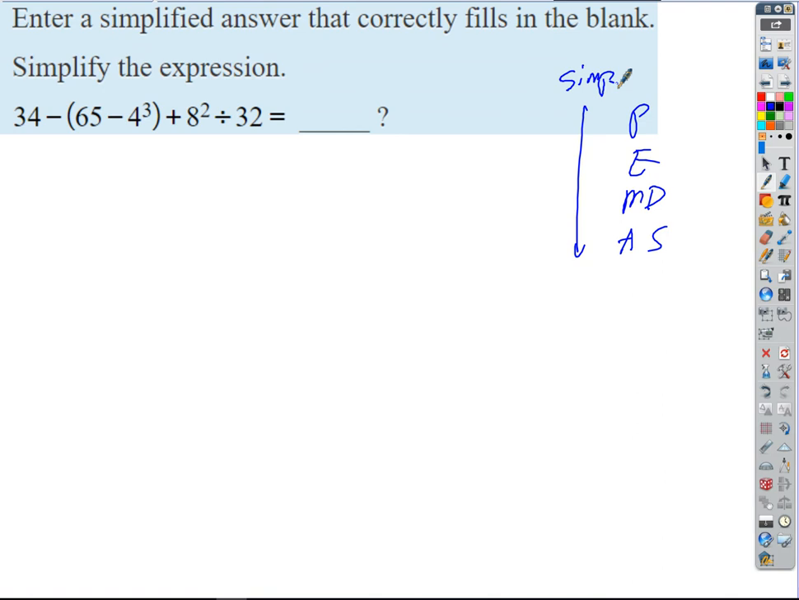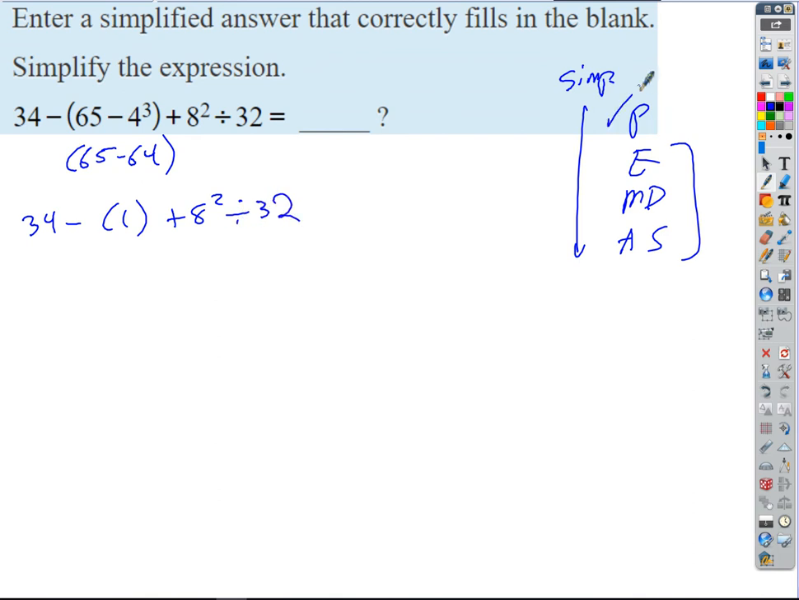Exponents, right? Inside the parentheses, I've just got to follow that order, right? Top to bottom. So exponents first. 4 cubed is 64. 4 times 4 times 4. So I get 65 minus 64 in the parentheses. What's that simplify to? 1. So I get 34 minus 1 plus 8 squared divided by 32. So we got the parentheses step checked off. What's next?